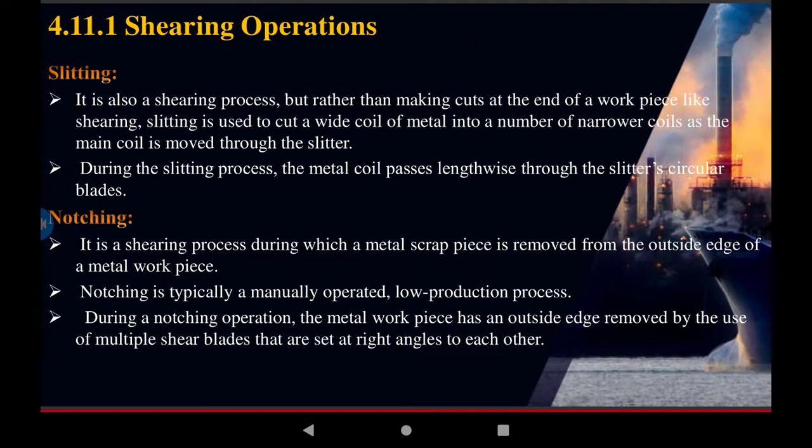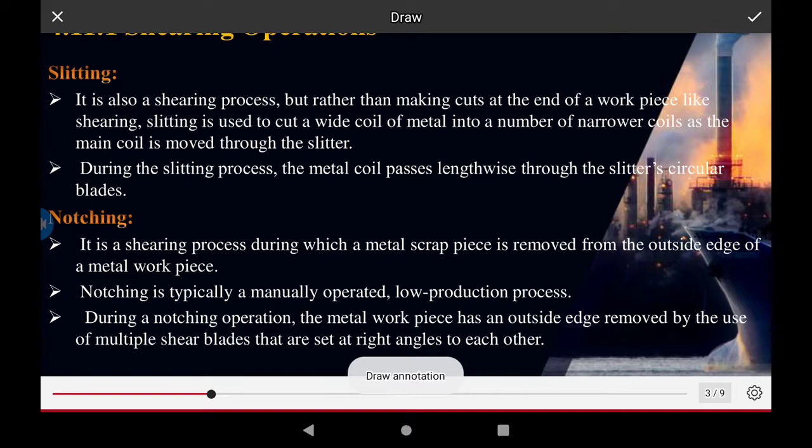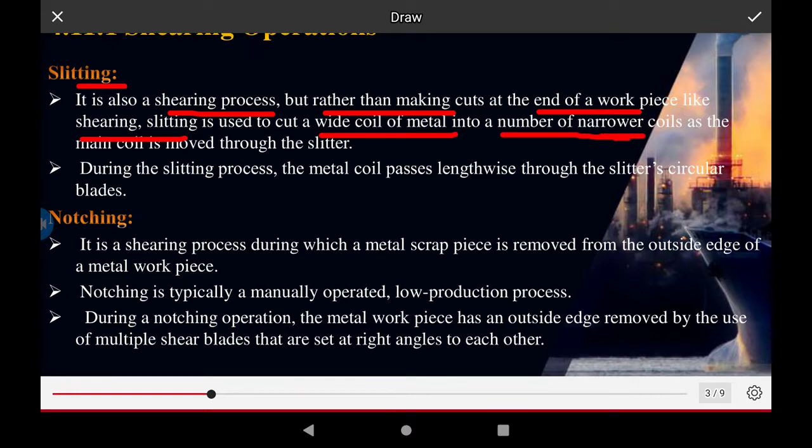Shearing operation. Slitting is also a shearing process, but rather than making cuts at the end of the workpiece, slitting is used to cut wide coil metal into a number of narrower coils that are moved from the slitter. During the slitting process, the metal coil is pressed lengthwise through the circular blades.